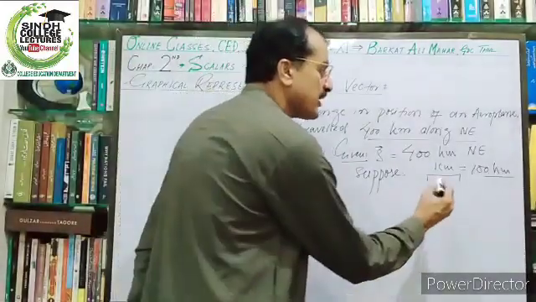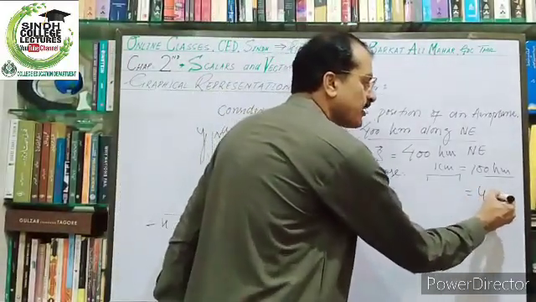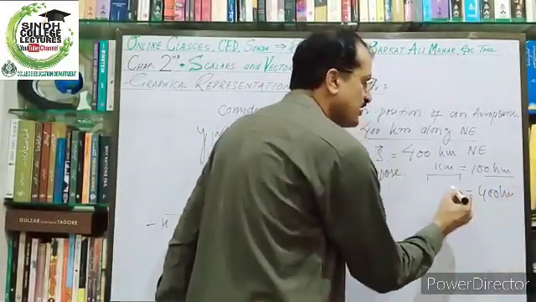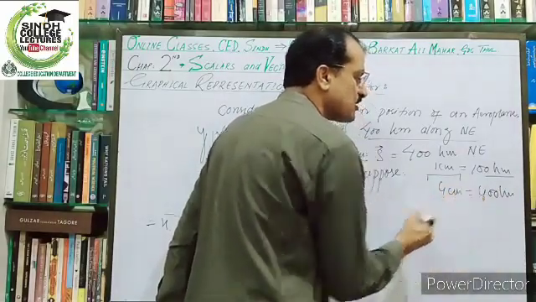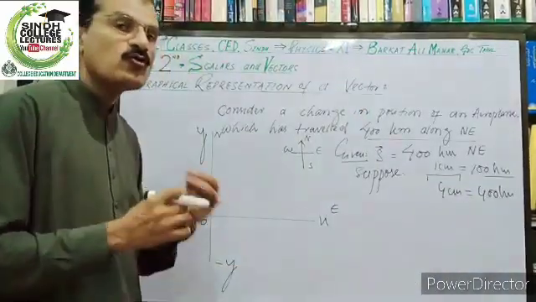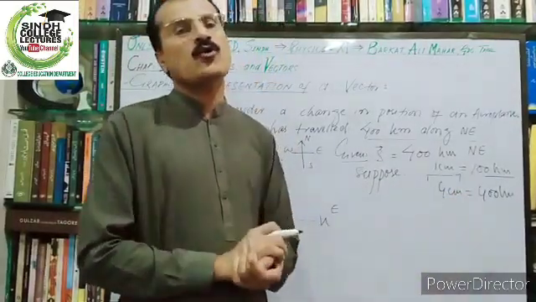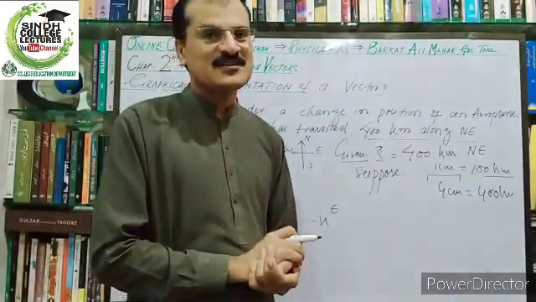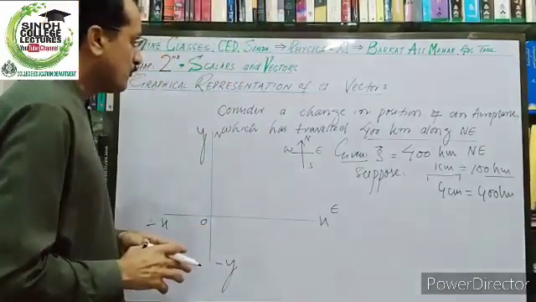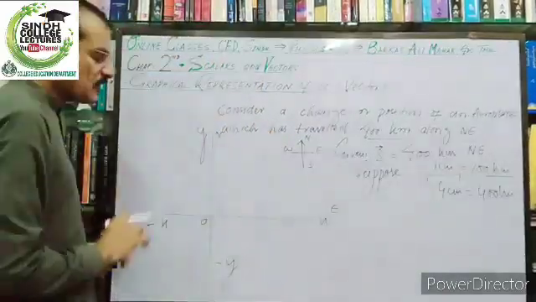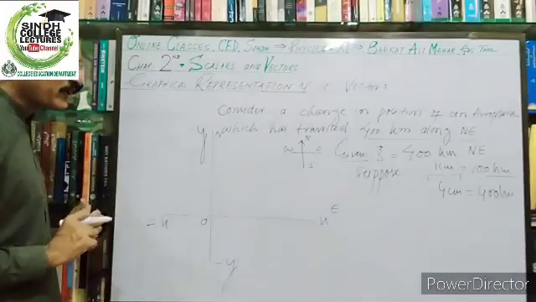So for 400 kilometer we can draw only 4 centimeter line. That 4 centimeter line will represent the 400 kilometers. It's very simple now. So how can we represent this vector graphically? Now come to the final point.